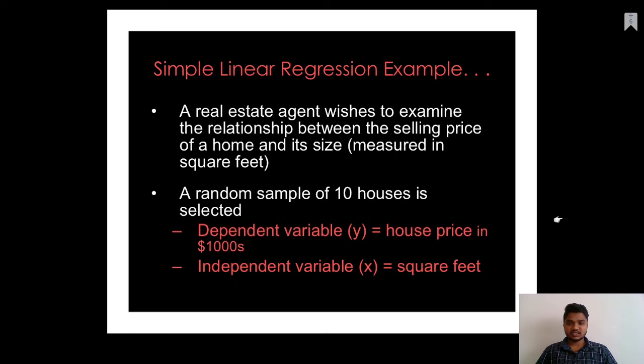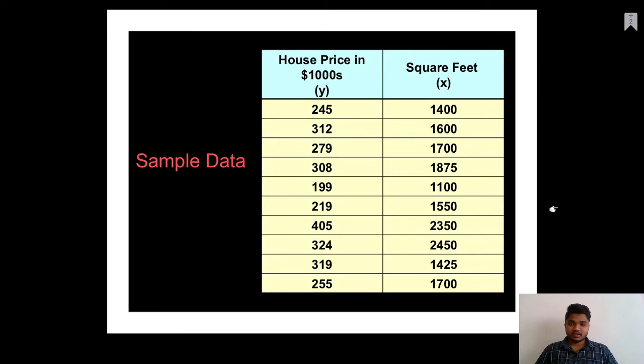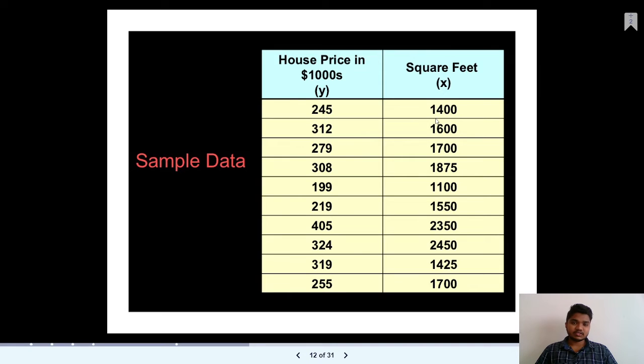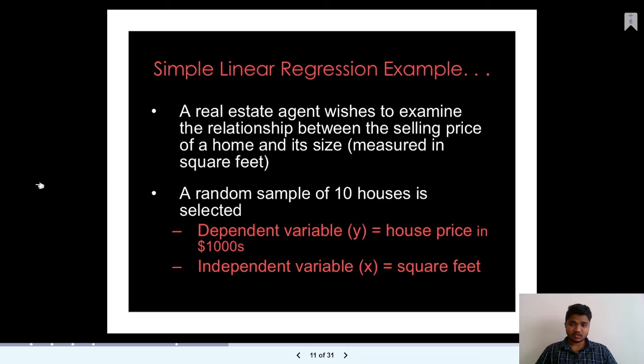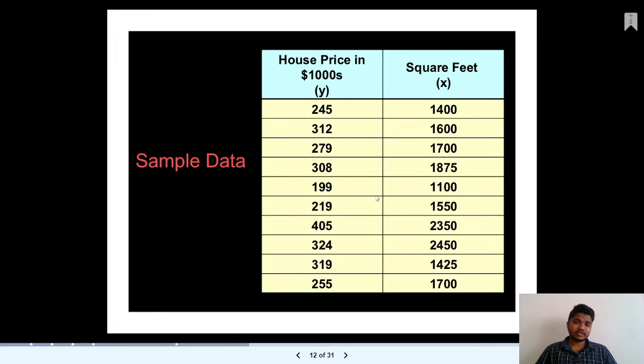Now a simple linear regression example: a real estate agent wishes to examine the relationship between the selling price of a home and its size measured in square feet. Let us assume we are taking a random sample of 10 houses. The dependent variable is y, that is the house price in multiples of $1,000, and the independent variable x is square feet. Here is the sample data where we take y as the dependent variable and x as the independent variable.